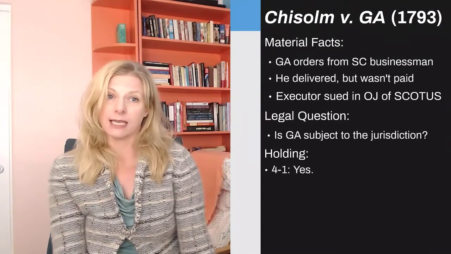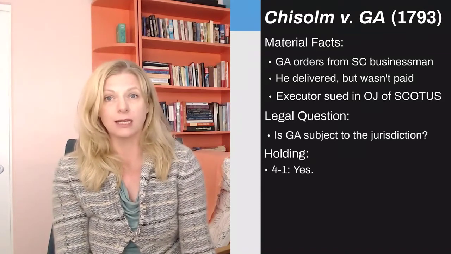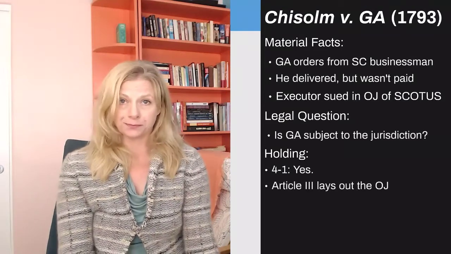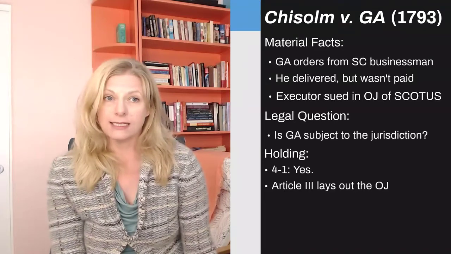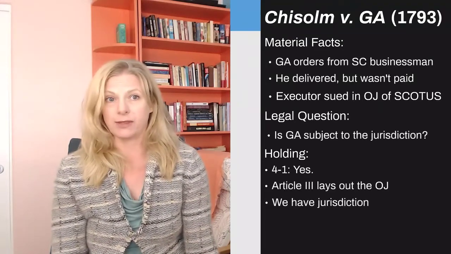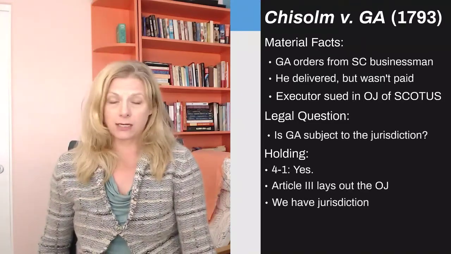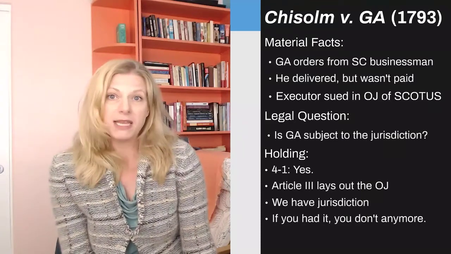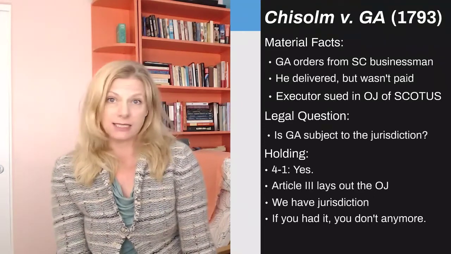The holding in this case was 4-1, and the Supreme Court held that yes, Georgia actually was bound to the jurisdiction of the Supreme Court. And the argument went like this. Article 3 lays out the original jurisdiction of the court, and some of the things that it includes are disputes involving states. And so the court says, this means that we have jurisdiction. And it might be that at one point the state of Georgia had state sovereign immunity, but it doesn't anymore.